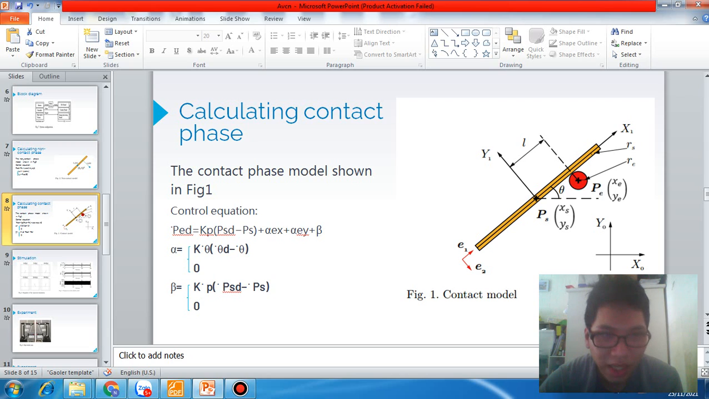Then we calculate the contact phase. This is a contact phase model. The control equation of velocity of the end effector: b_sd equals k_b multiplied by (b_sd minus b_s) plus alpha e_x plus alpha e_y plus beta. Alpha equals k_theta multiplied by (theta_d minus theta_r0). Beta equals k_b multiplied by (b_sd minus b_sr0).